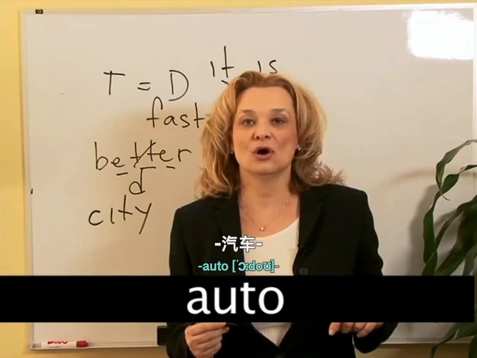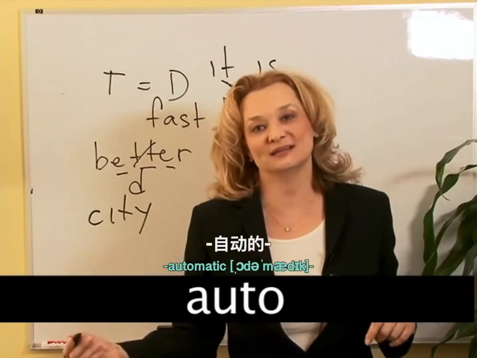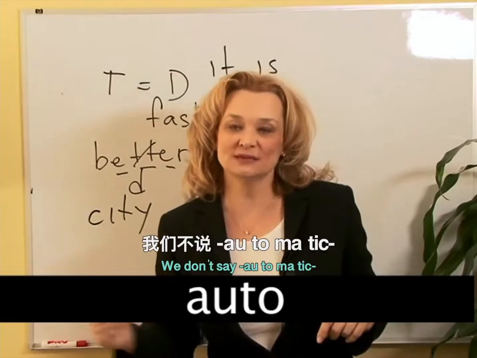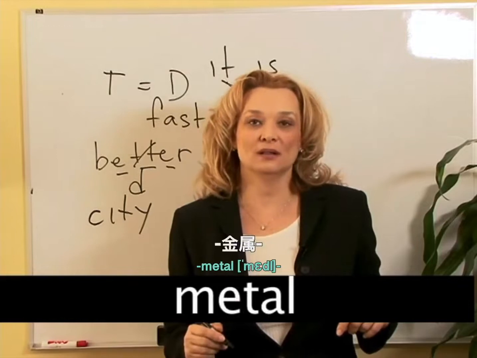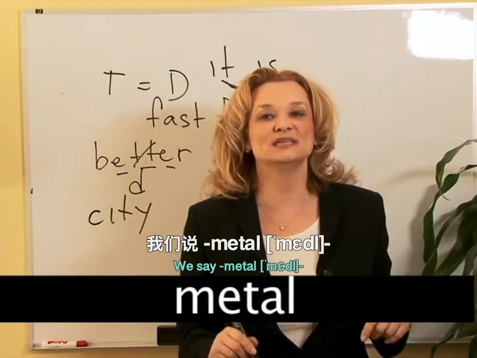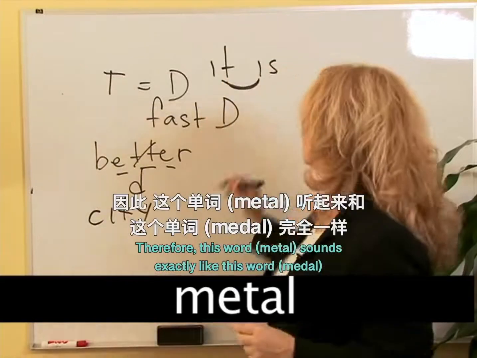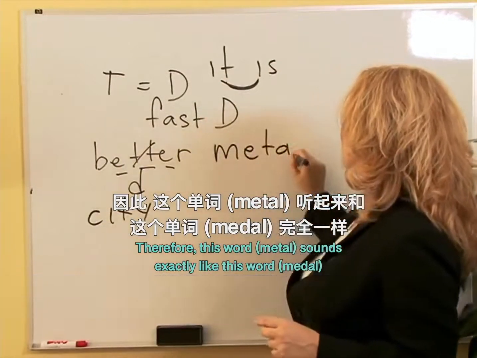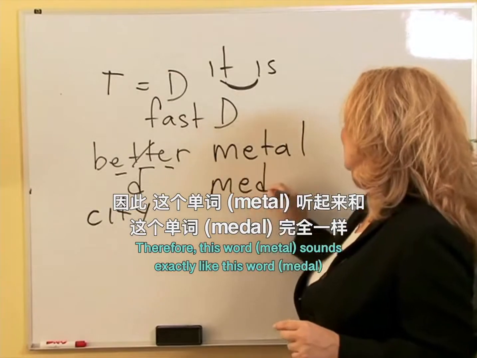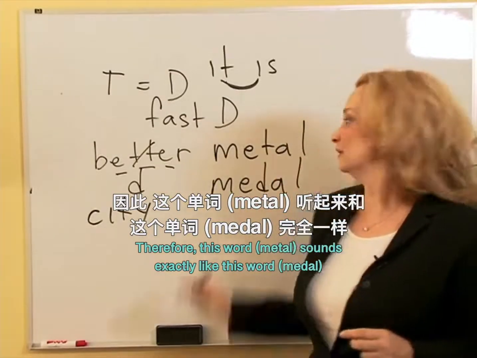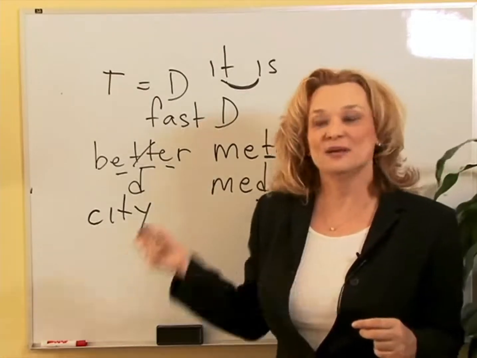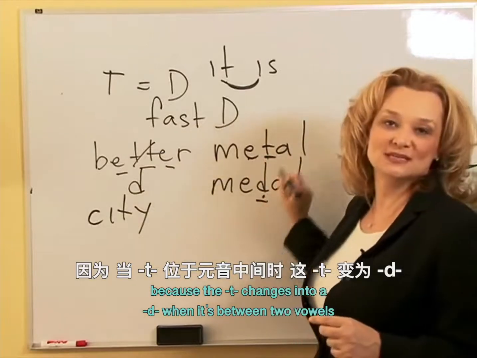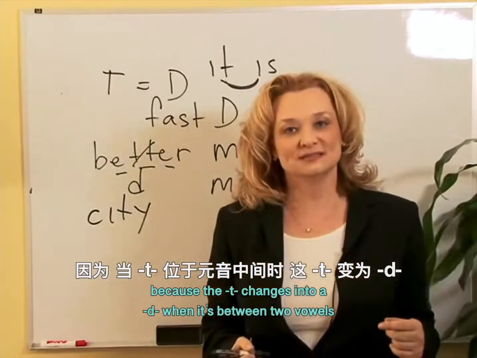Auto, auto, automatic. We don't say automatic, we say automatic. Metal. We don't say metal, we say metal. Therefore, this word, metal, sounds exactly like this word. Metal, metal. These two sound exactly the same because the T changes into a D when it's between two vowels.